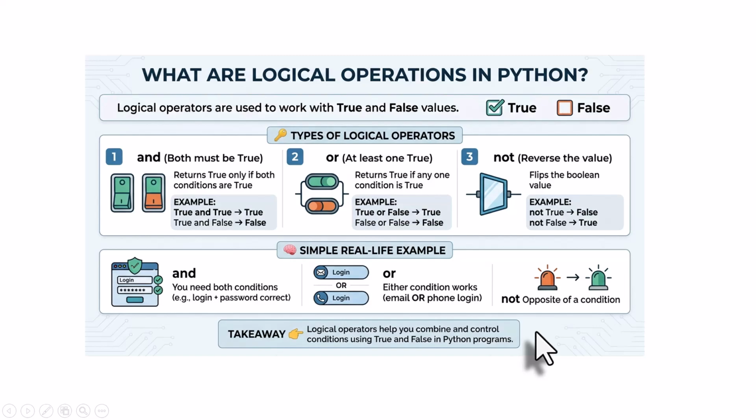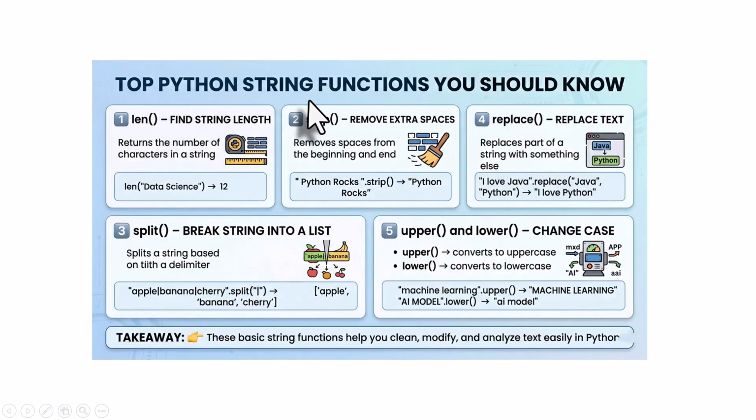Okay. Let's understand top Python string functions you should know. The first one is the len function. This is used to find string length, and it returns the number of characters in a string. For example, len of data science equals 12.